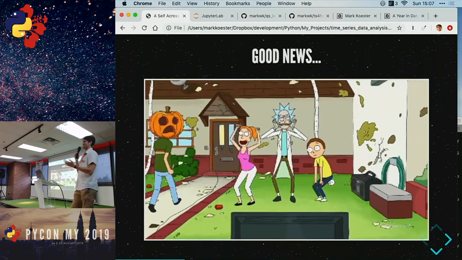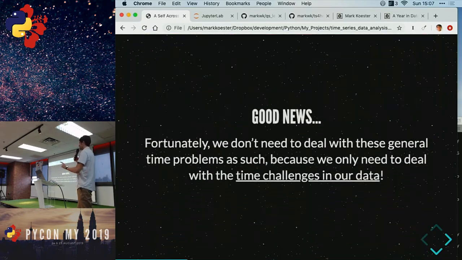So there's some good news. So, what is time? All of this stuff. What's the good news? Well, the good news is because we were just talking about time series data, none of these general time patterns or general time problems matter, because for us, what matters are the time challenges in our data. So I think it's important to think about the physics of time and all of that stuff. But fortunately, we can frame that and say, all we need to figure out is, is time important in my data?